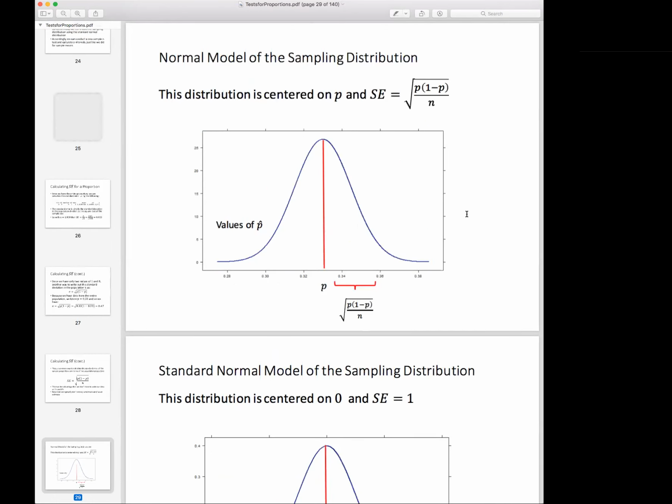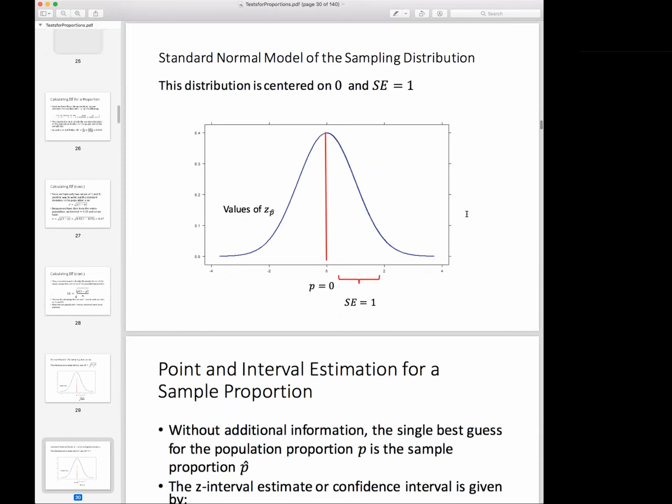So just to reiterate, the standard error for this distribution will be the square root of p times 1 minus p over n. And it will be centered at p. And then once you have that standard normal distribution, you'll have a distribution centered at 0 with a standard error of 1.